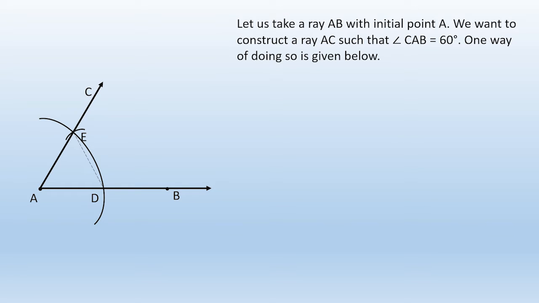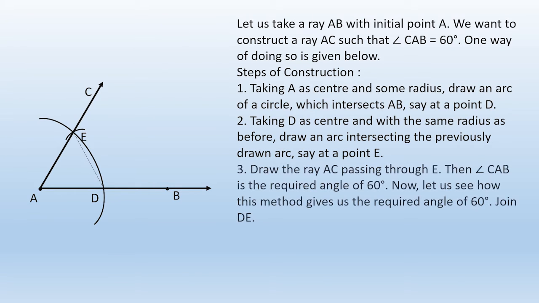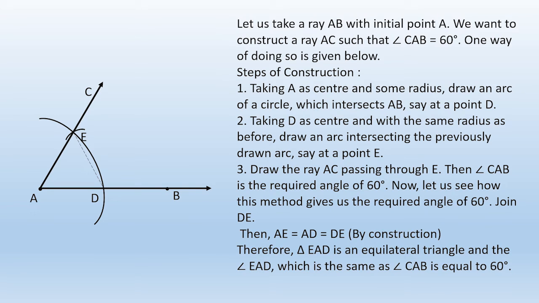Number 1. We have to draw an arc of a circle that intersects AB, say at point D, using A as the center and some radius. Number 2. Then we have to draw an arc intersecting the previously drawn arc, say at point E, using D as the center and the same radius as before. Number 3. Then we have to draw the ray AC passing through E. The needed angle CAB is 60 degrees.